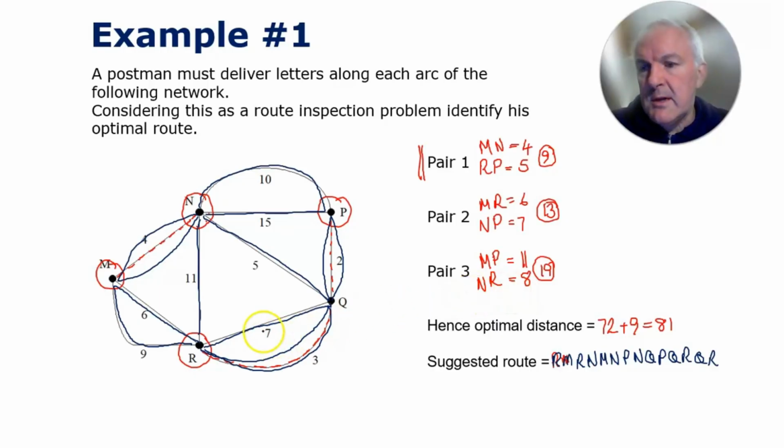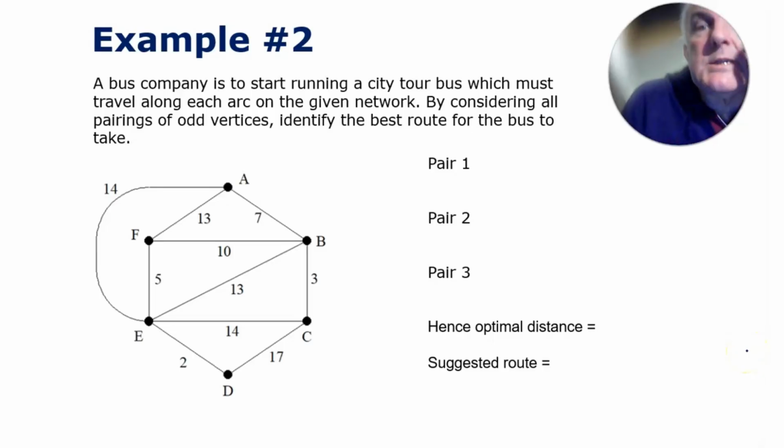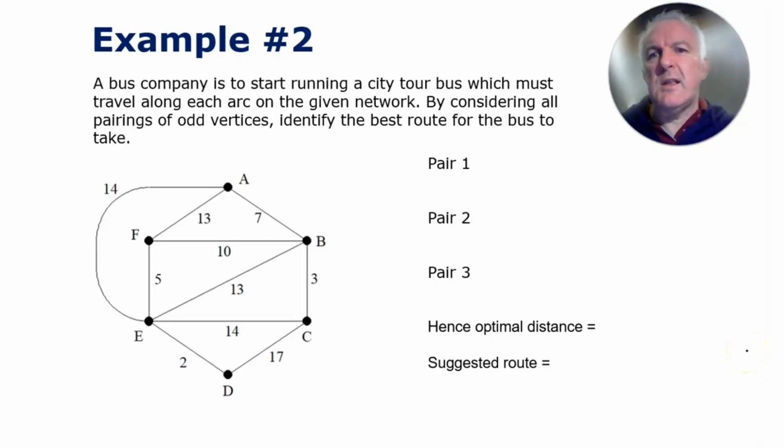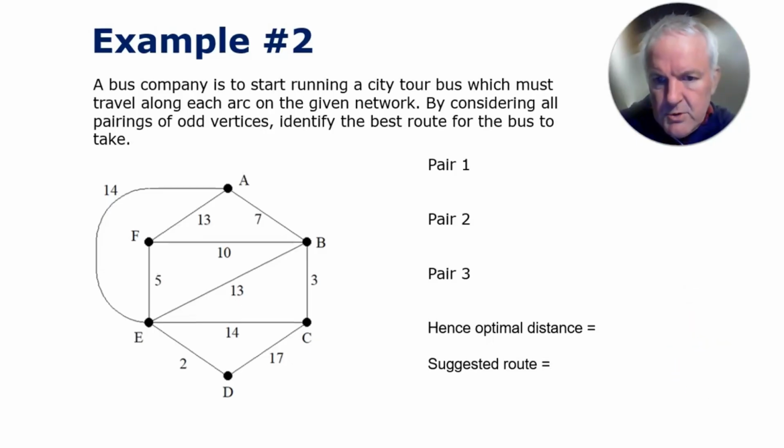And I've got a couple more examples for you. Example 2, it looks exactly the same. Does it say route inspection? No, but it kind of gives us, find the best route. Look at odd pairs, it's a route inspection problem. So the same trick I'm going to do is basically to, first of all, find my pen.